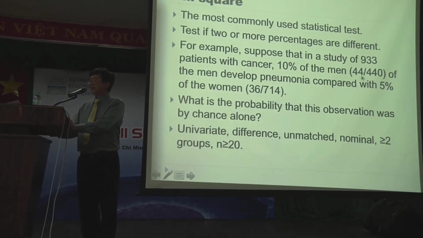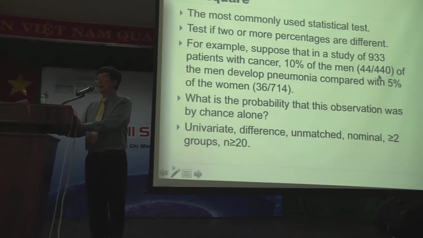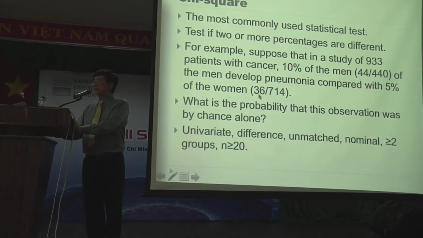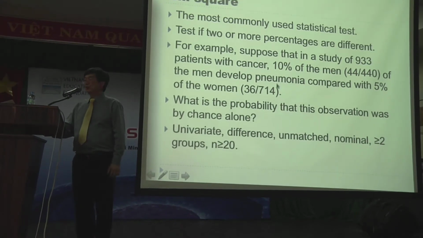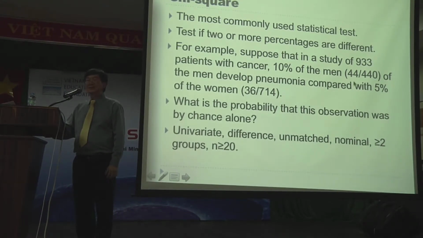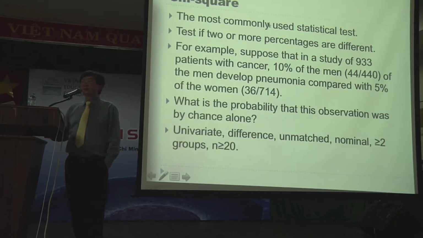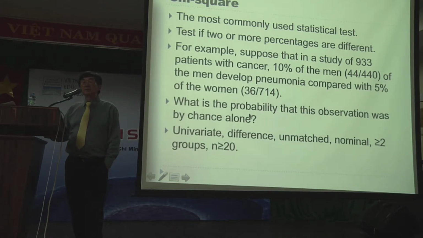So you have this ratio, 44 out of 444 men versus 36 out of 714 women. So are these two ratios statistically significantly different? Okay, what is the probability that this observation was by chance or not? That is the type of question that the chi-square would be able to address. So it addresses whether there's any statistical difference, or whether the difference in these ratios can occur by chance.